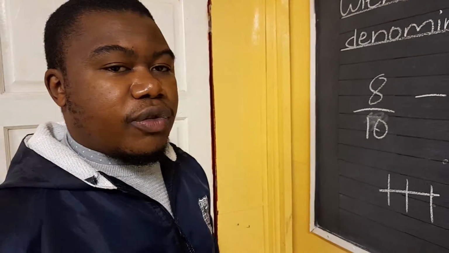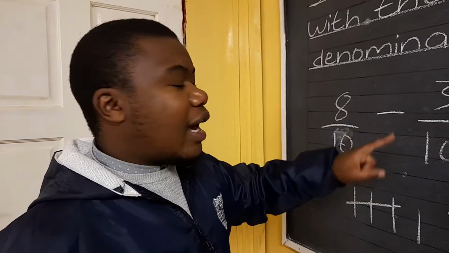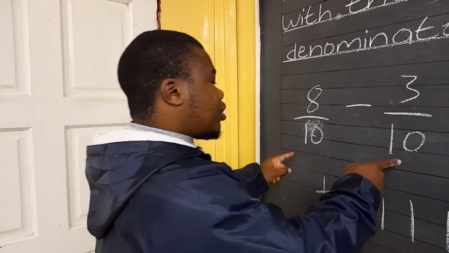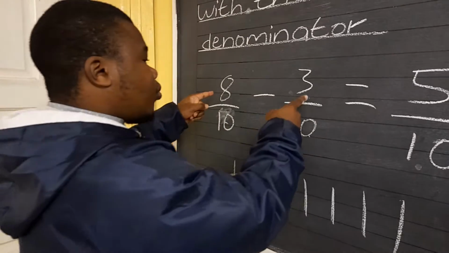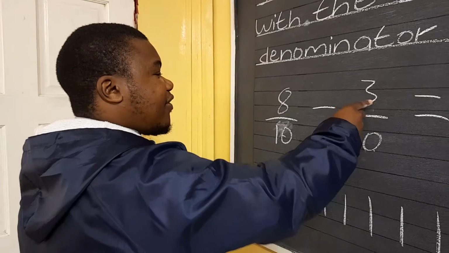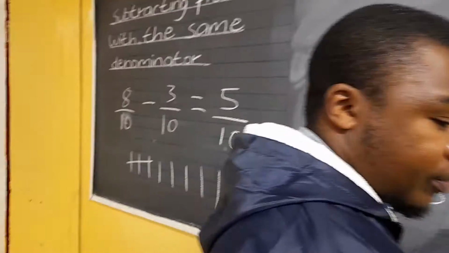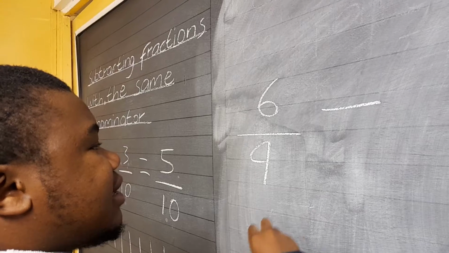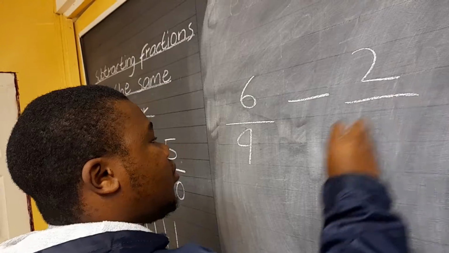What's important for you to know here is that we are now subtracting. We are no longer adding. And also, the other important thing for you to know is that you do not change the denominator. It stays the same. You only subtract the numerator, the top part of the fraction, whatever number you are given here. Let me make another example. It could be 6 over 9 minus 2 over 9.